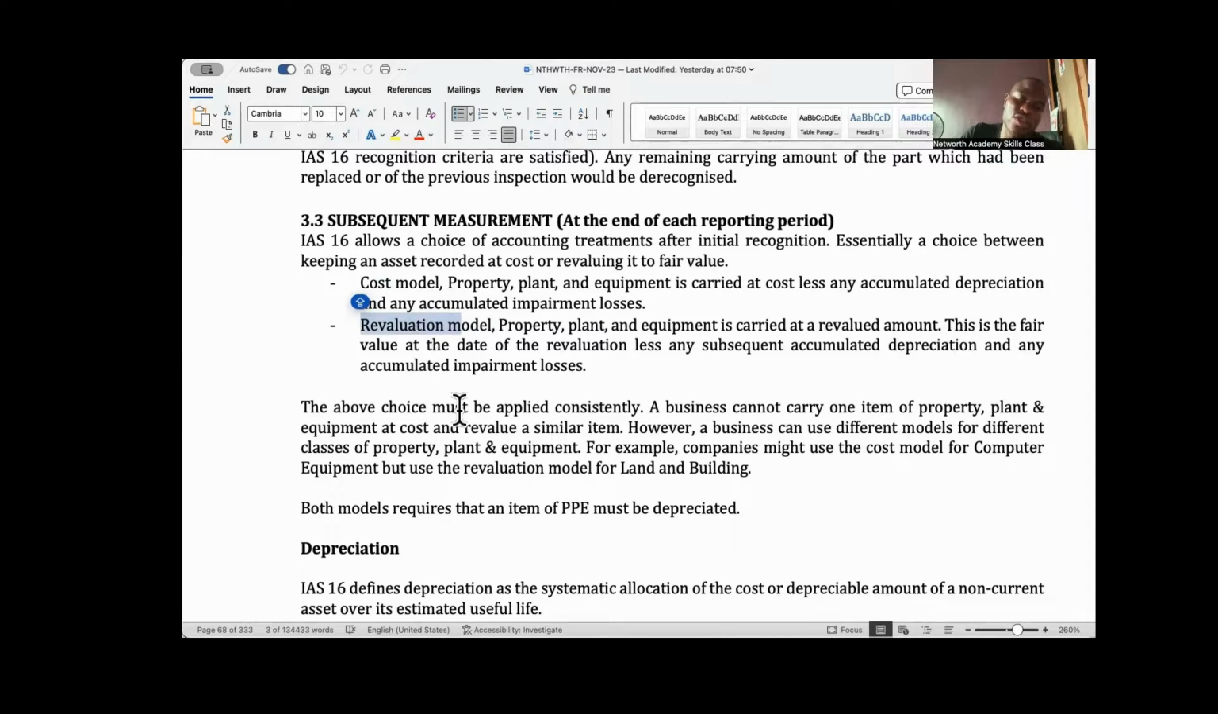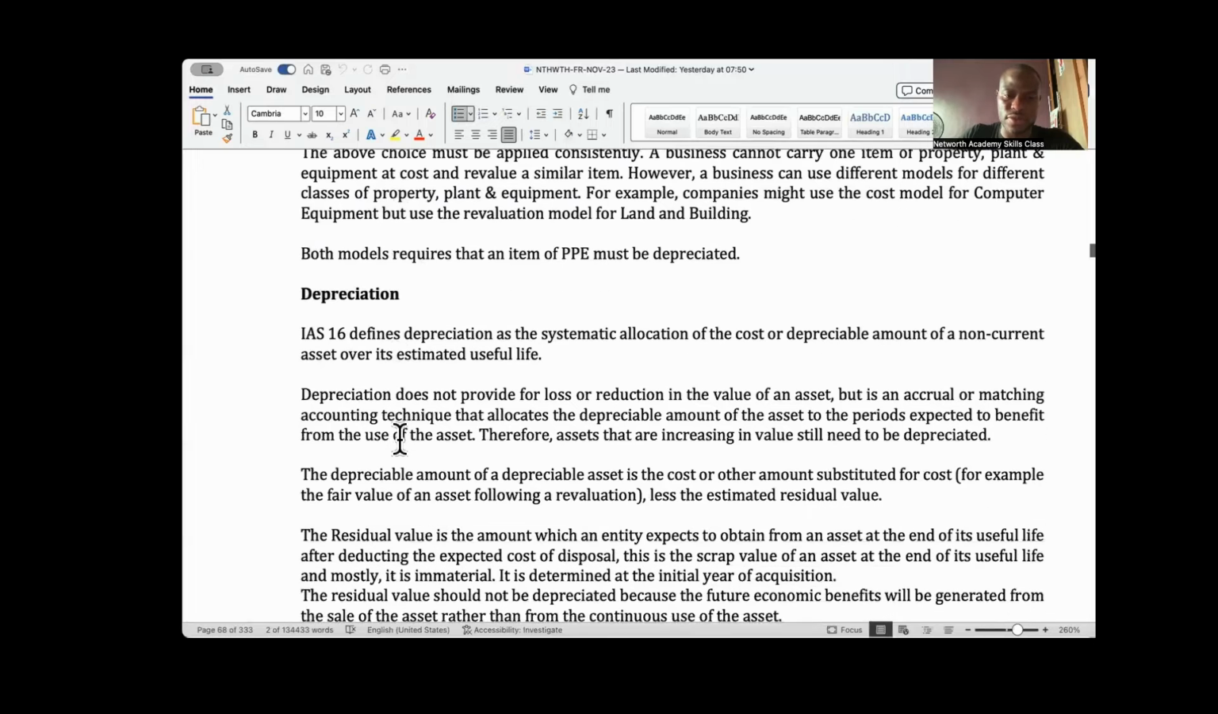And when they choose one, it must be applied consistently. It's not something they can change. Now, okay, we want to change to another model. No, it doesn't work that way. However, we looked at both the cost model and the evaluation model. Both of them are determined majorly by depreciation. And that took us to depreciation.